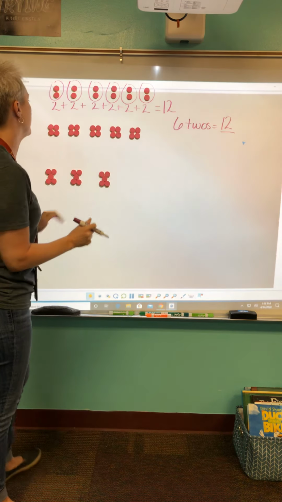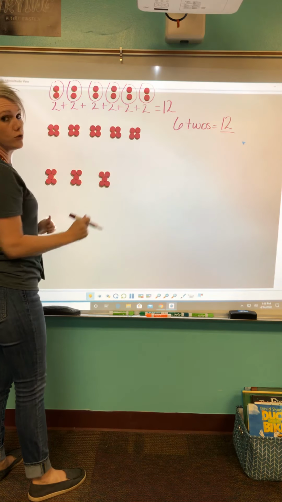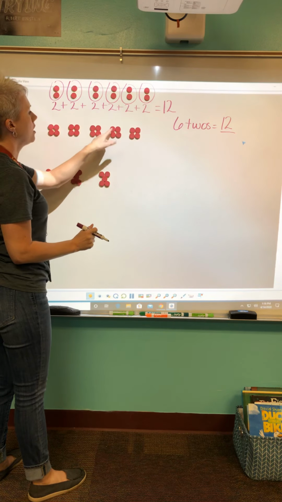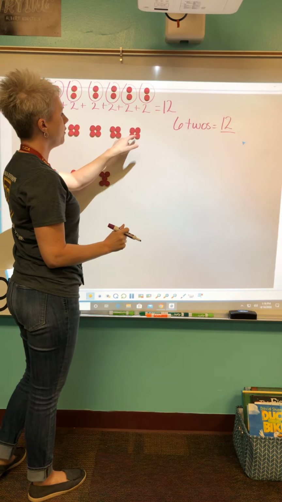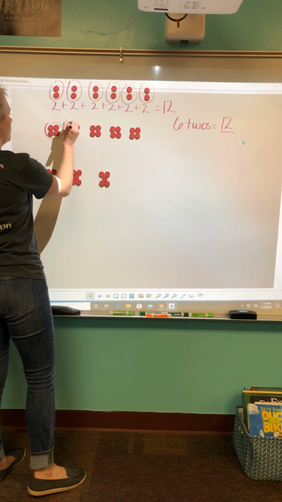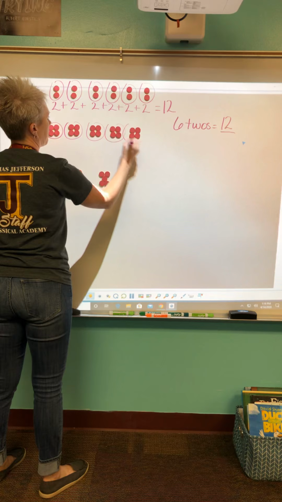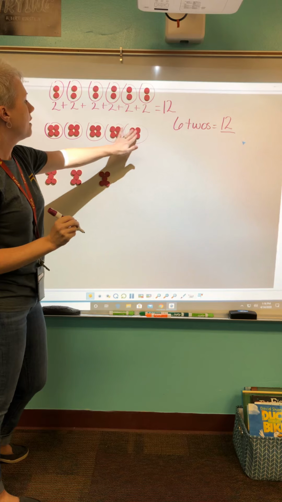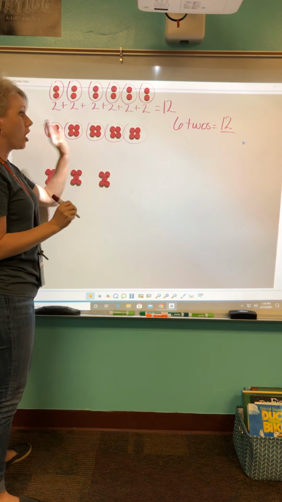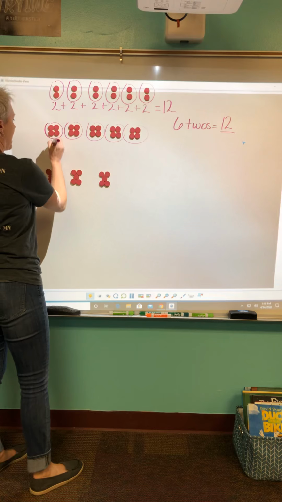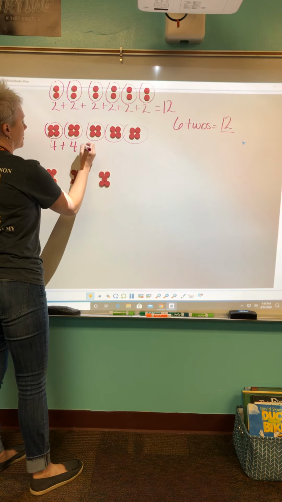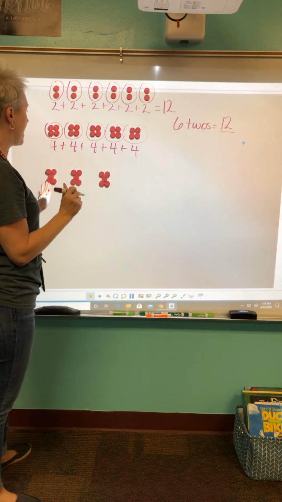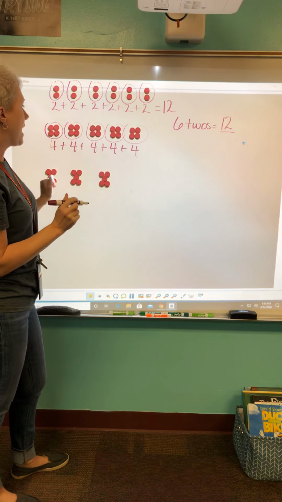All right, let's move on to this one. I have them grouped up in groups of 1, 2, 3, 4. I have groups of 4. So let's circle my groups of 4. Okay, now how many groups do I have? 1, 2, 3, 4, 5. I have 5 groups of 4. That's the same thing as adding 4 5 times. Okay? I have added the number 4, 5 times.